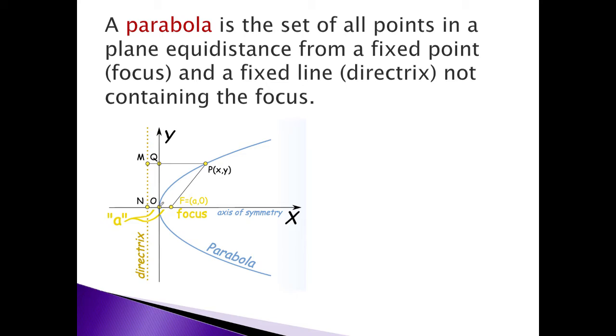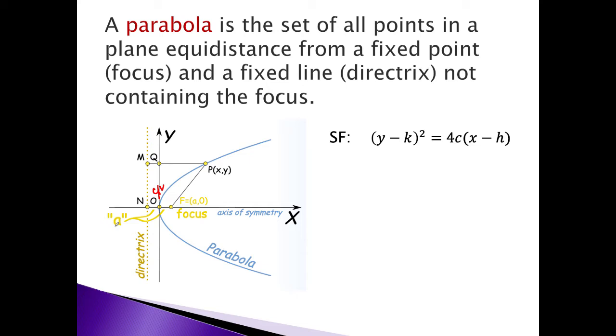So if I call point O my center or my vertex, then the distance from my center or my vertex is called my focal length. So my distance A is called my focal length. This parabola is a parabola that opens to the right. So its equation is given by y minus k quantity squared equals 4c times x minus h quantity.